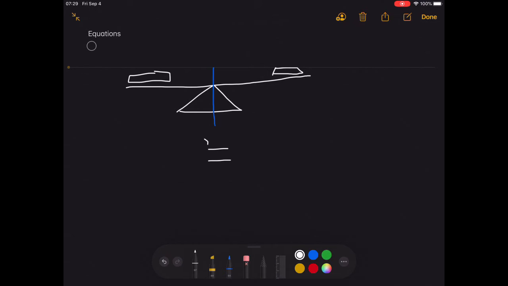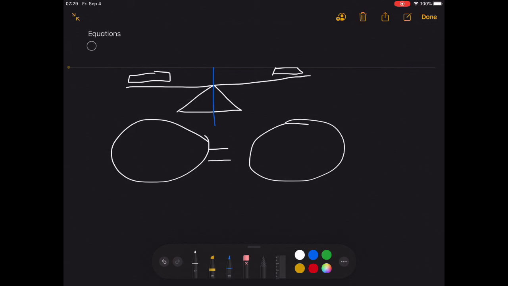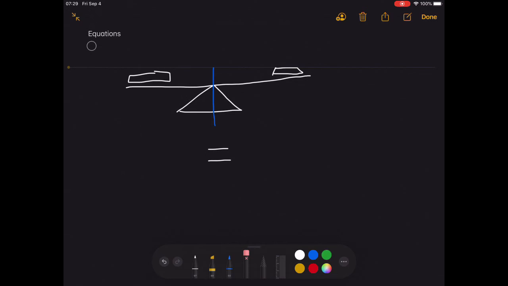That's why an equation is called that. And everything on the left side has to balance out with everything on the right side. And that's how we can solve an equation. That's how we can figure out what is happening to one side or the other.